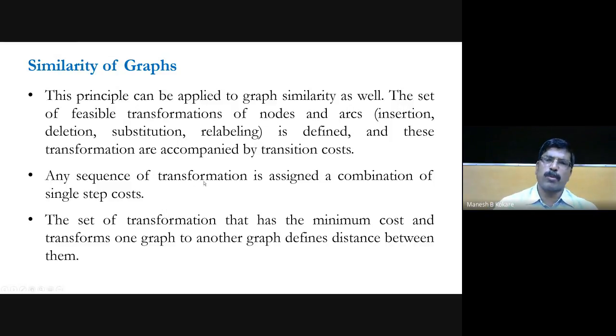So any sequence of transformations is assigned a combination of single-step costs, and the set of transformations that has the minimum cost and transforms one graph into another defines the distance between them. So we can say this graph is similar to that graph if it has the minimum distance. Then we can say that this graph is similar to this graph. For example, there are 4 graphs and the unknown pattern is this one.